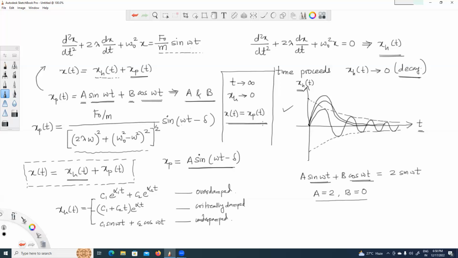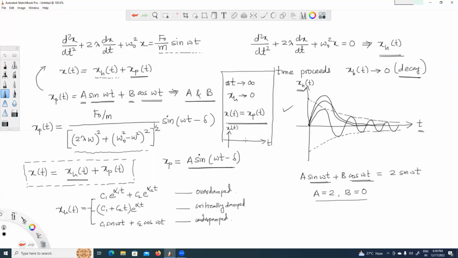Now my system is oscillating with the displacement field x of t, which is given only by xp, the particular solution of this differential equation. And this particular solution is again periodic in nature. So if I plot my displacement field here, this is time, this is x of t. So remember this condition. This is a very important condition: as time t tends to infinity, as time progresses.